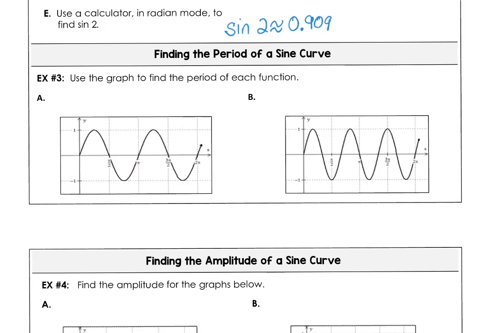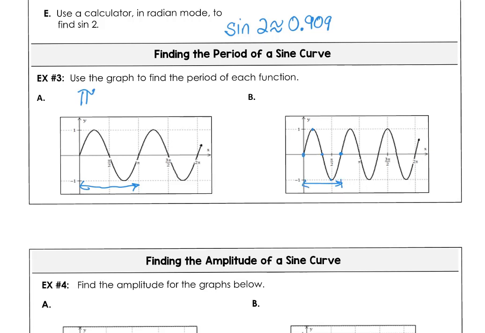So the cycle is complete between 0 and pi. That's the period. So our period is pi, or 180 degrees. In this next one, it looks like intercept, max, intercept, min, intercept stops right there. So we got one cycle right to here.